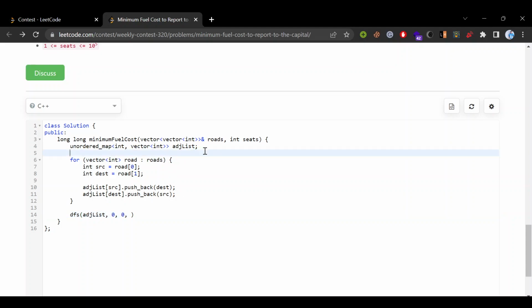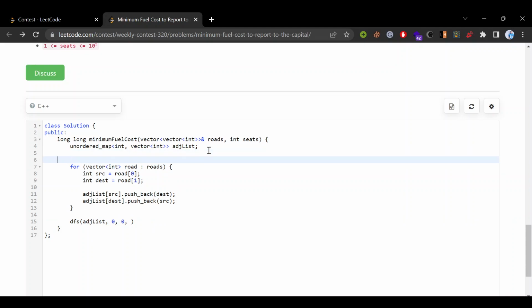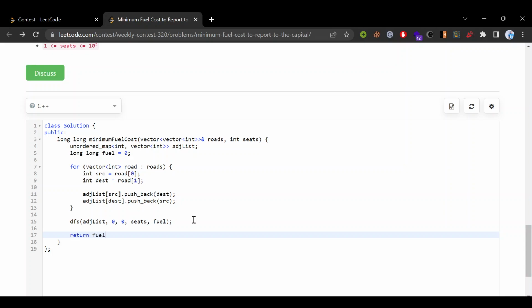And we also have, let's say, not int actually, long fuel, that is equal to 0, right? So I will say fuel, and before that I will also give a variable as seats, and then we have fuel, and I think that's it. Yeah, so then I will return my fuel as my answer. And now let's build the function.